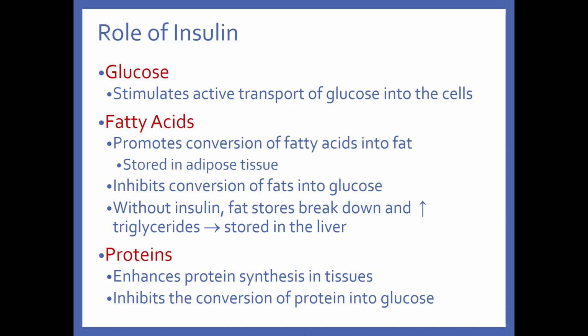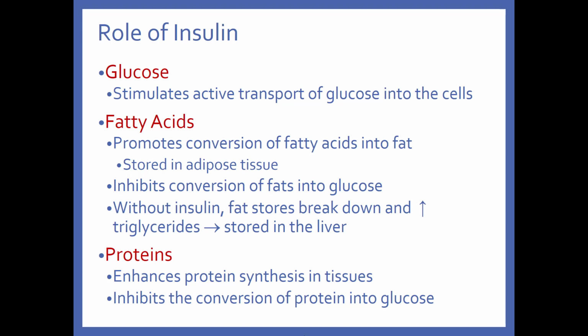Insulin also inhibits conversion of fats into glucose, which is important when we talk about states of ketoacidosis and how fats are broken down in the body in times of decreased levels of insulin. Without insulin to promote glucose going into the cells, the body will start breaking down fatty acids, which is exactly the opposite of what we want to happen. When there's a lack or total absence of insulin, we see fat stores break down. This increases triglyceride levels in the body, which can then become stored in the liver. As I mentioned, when there's a lack of insulin, fatty acids get broken down into ketones, and that's where we get ketoacidosis, which is a very serious condition.